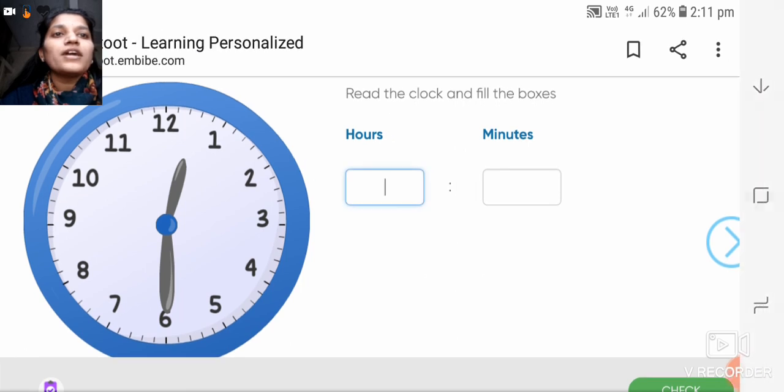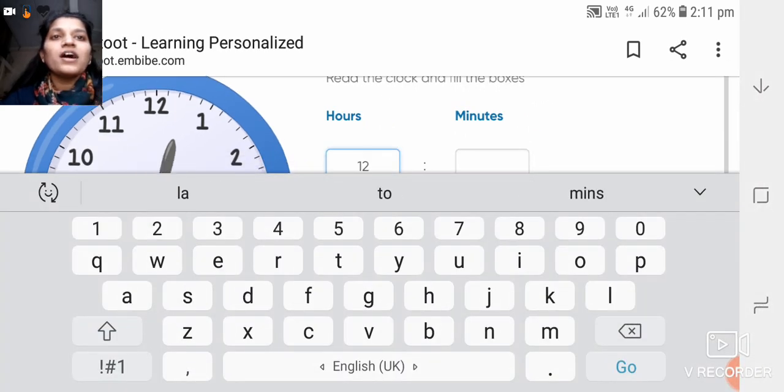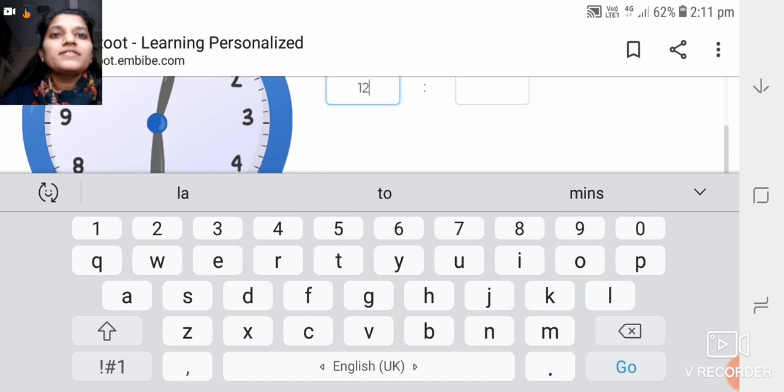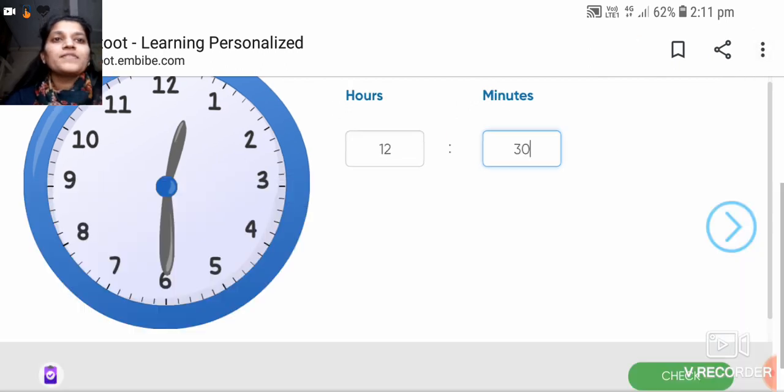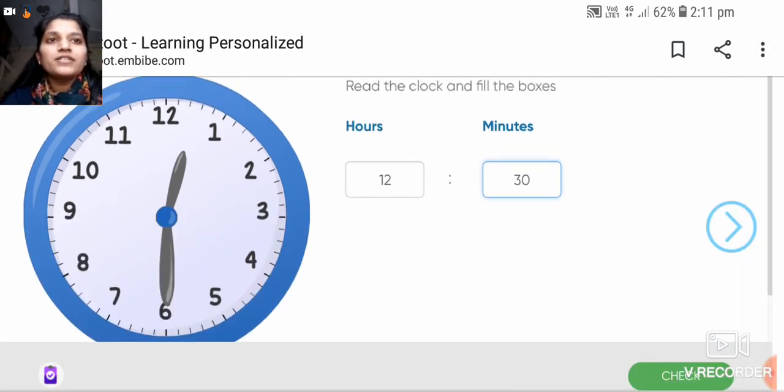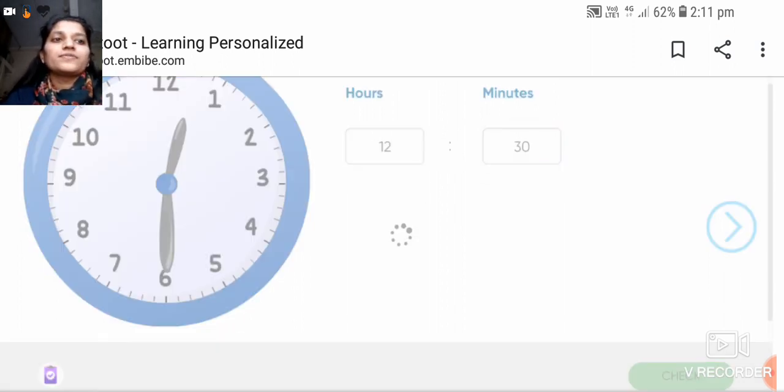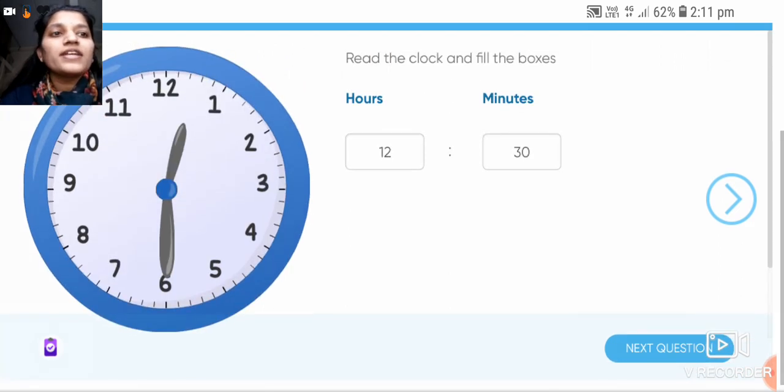So here we are going to write 12 hours, and then minutes. Students, when the minute hand comes on 6, we know it has completed 30 minutes. So we are going to write 30 minutes here, 12 hours and 30 minutes. Our question was, read the clock and fill the boxes. We have shown the time here, that is 12 hours and 30 minutes. Now we are going to check our answer. Yes, students, the next question appeared, that means our answer is correct.